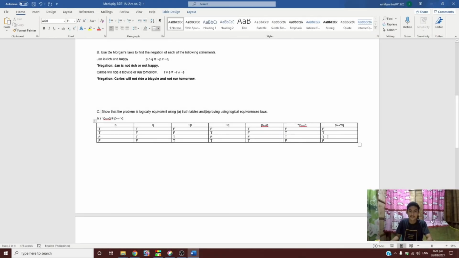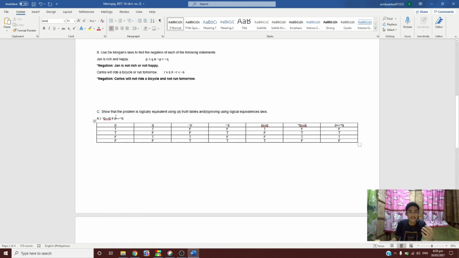So this is my answer in showing a logical equivalence, if both statements are equivalent, by using first the truth table. So let's find out. I'm breaking this statement into several variables.